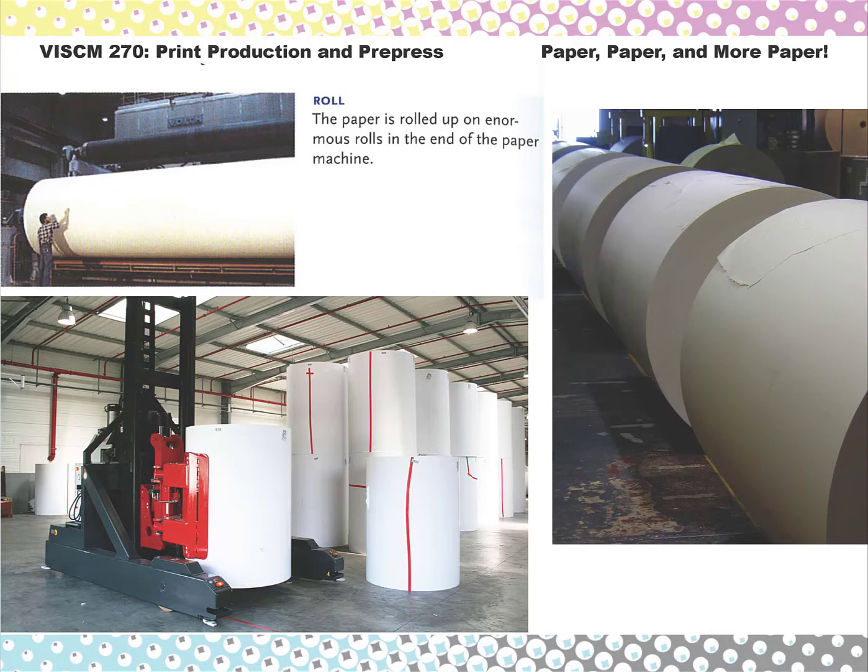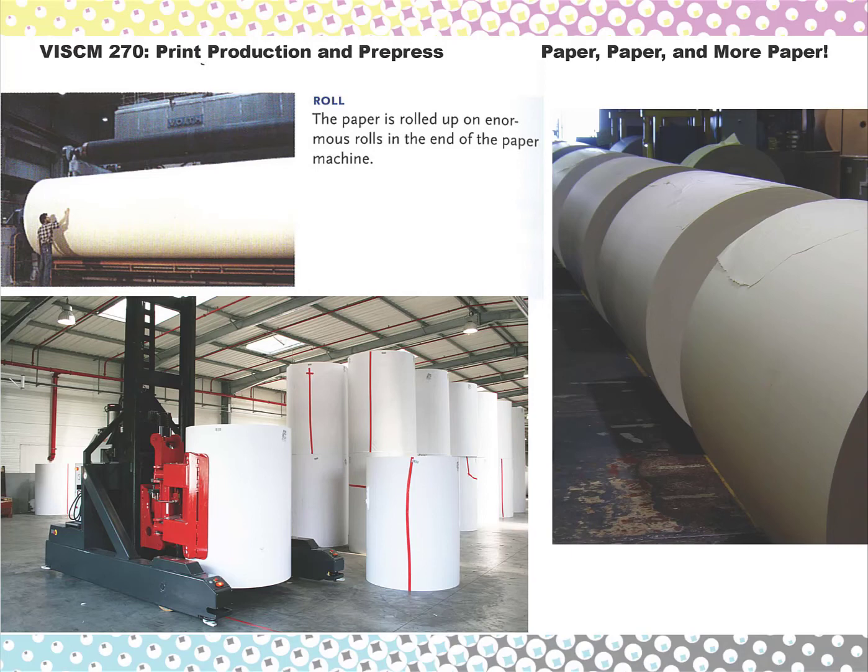But rolls of paper can be used directly on a press, which is called a web press. A web press just has a roll of paper at one end that gets fed into the press and goes through all the printing cylinders. When it comes out, there's a cutter at the end which cuts it into sheets.